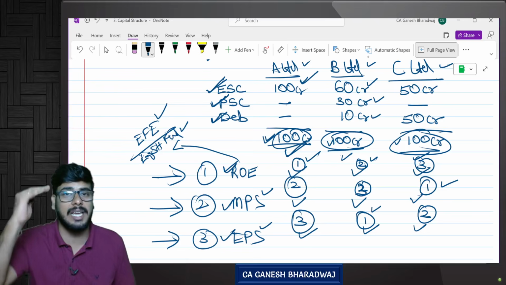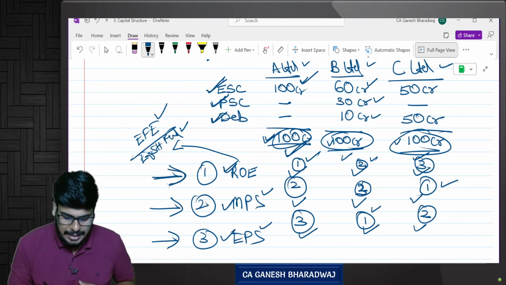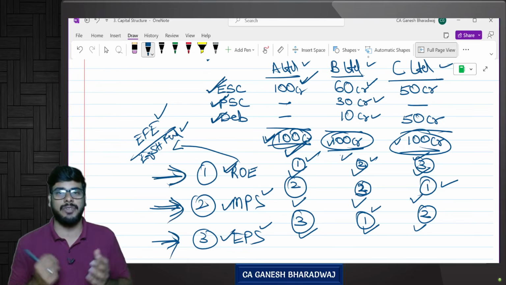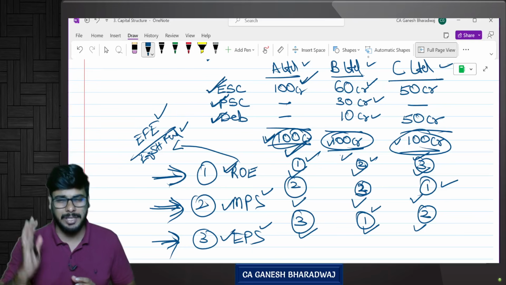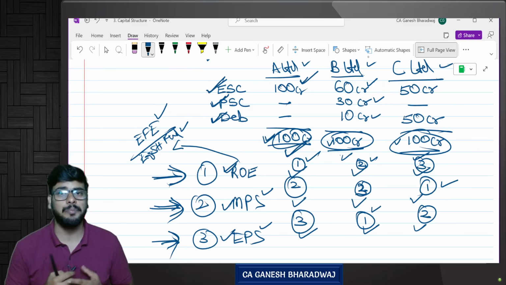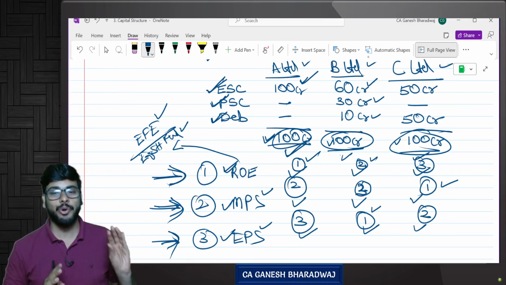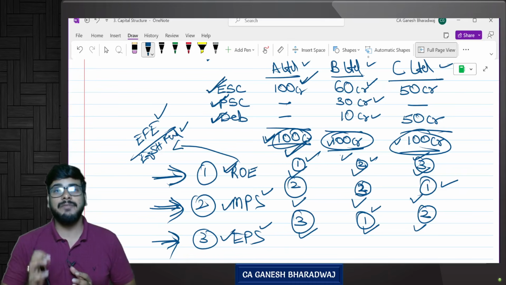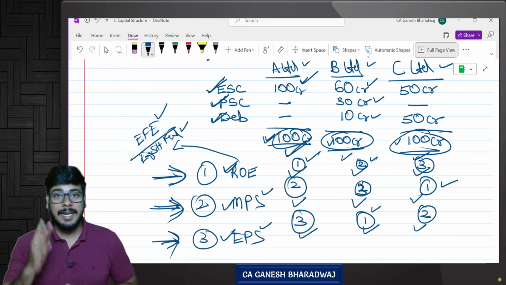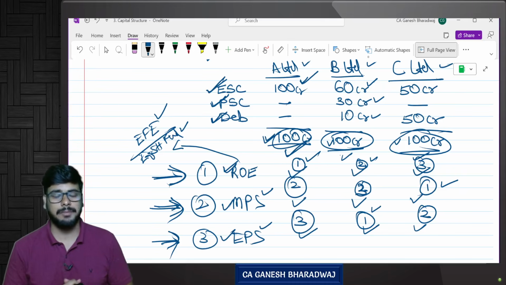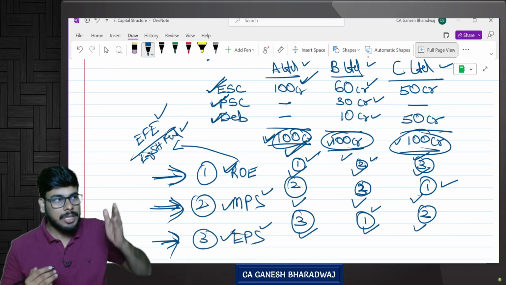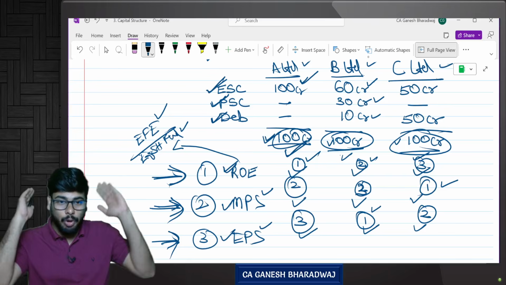There is nothing like which is the best. It is just three different parameters based on which you can judge. I will give you one small example. Is investing in the share market good or bad? Let us say I am asking you this question. You are saying, sir, very good. Why? Because if you invest in the share market, you will get more returns.